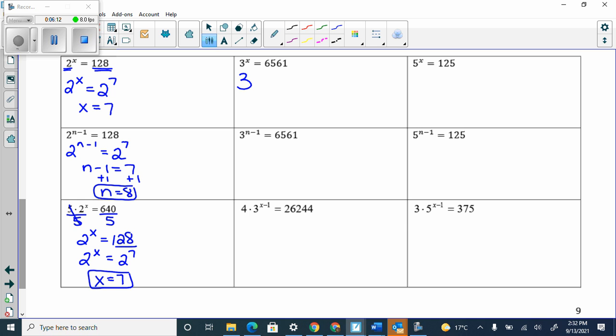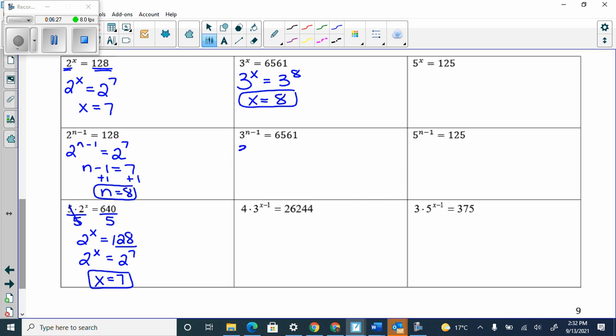So it's going to be 3 to the x equals 3 to the 8. So what must x equal once we have them both be the same base? 8. Because it was just a straight up x.